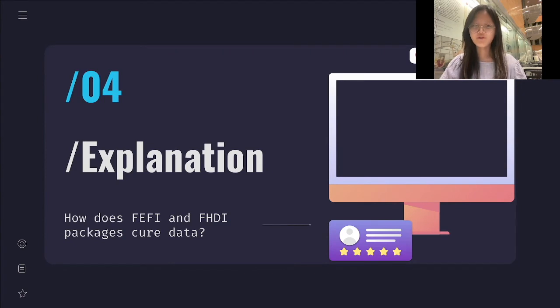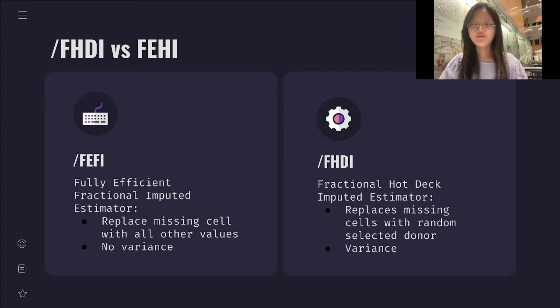So now that you have your R package, let's delve a bit deeper into how the fully efficient fractional imputation, FEFI, and fractional hot deck imputation, FHDI, estimators work. FEFI replaces missing cells with other values inside your dataset, and this doesn't actually vary our data all that much. However, FHDI replaces those missing cells with randomly selected donors, so there's variance that decreases bias.